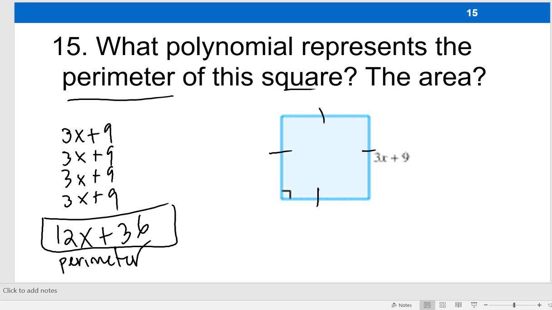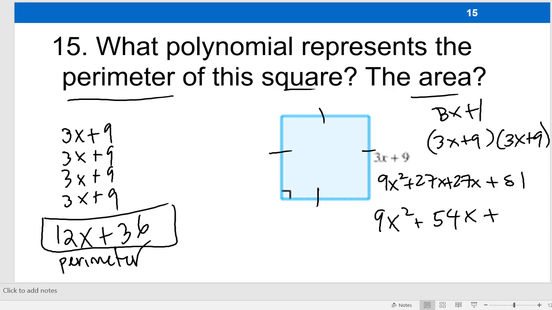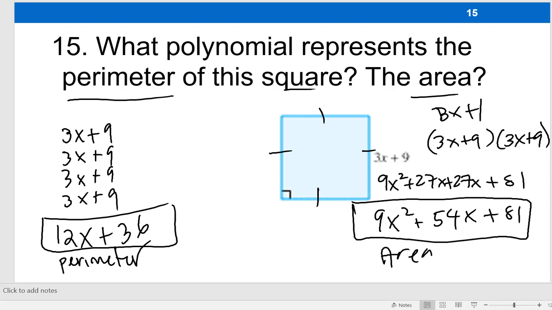Adding all the sides. The area is where we multiply base times the height. The base is 3x plus 9 times the height, 3x plus 9. Distributing that, 9x squared plus 27x plus another 27x plus 81, 9x squared plus 54x plus 81. And that would be the area.